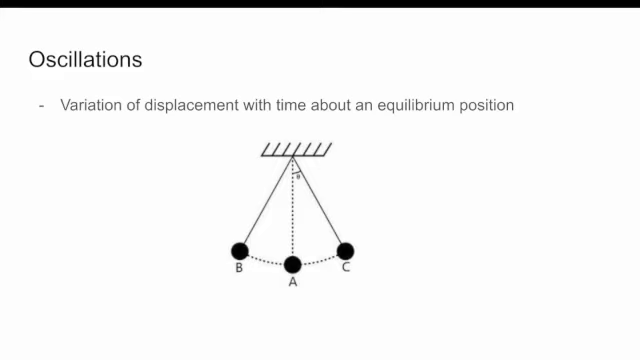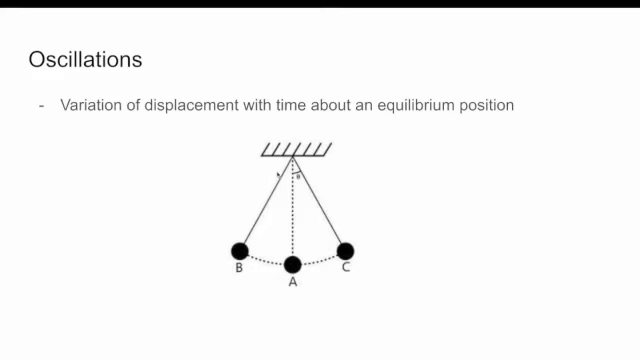So everything is an oscillation if it goes around and around, so if it's periodic. An oscillation basically just means the variation of displacement with time about an equilibrium position. If you look at this pendulum right over here, it's swinging between B and C. The equilibrium position, which means the middle of the oscillation, is A. If this is just going around and around like this, back and forth, then it's swinging about A. That's basically what an oscillation is, the swinging about A.